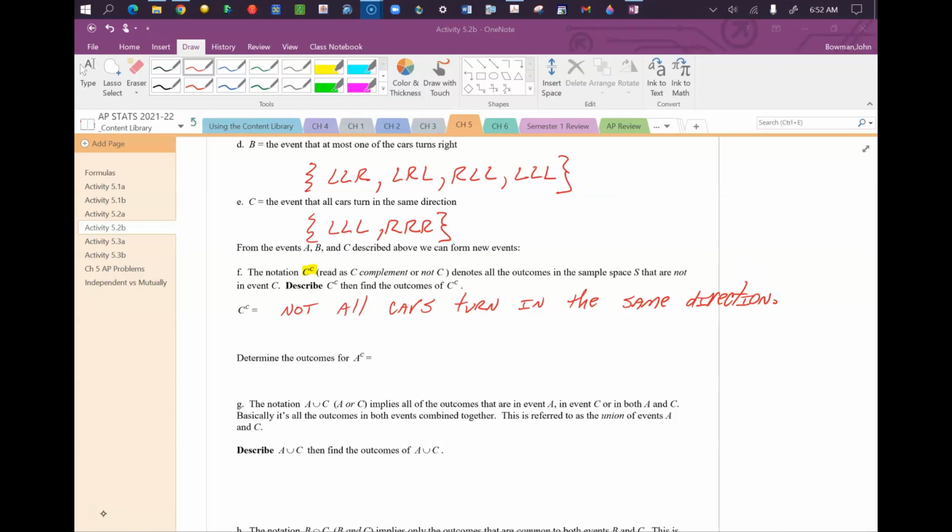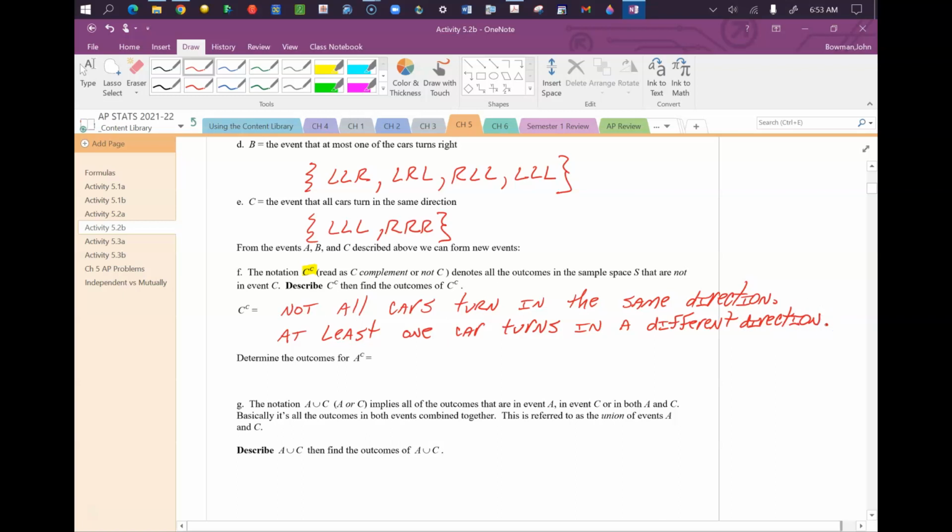Most people don't use the English language that way, so another way of saying this is at least one car turns in a different direction. I didn't want to use the word or there because that's used so much in probability. So C complement, not all cars turn in the same direction, is one way of saying it. Another way of saying it is at least one car turns in a different direction.